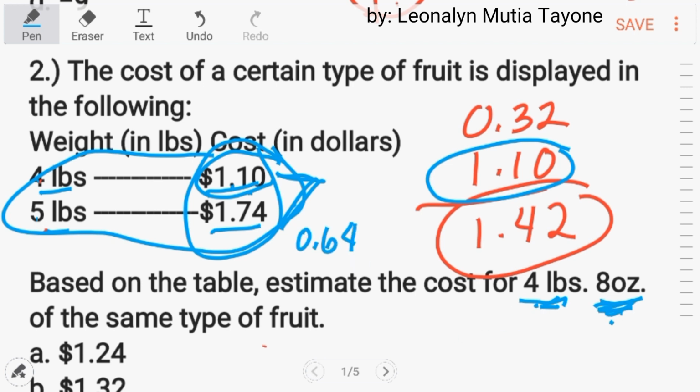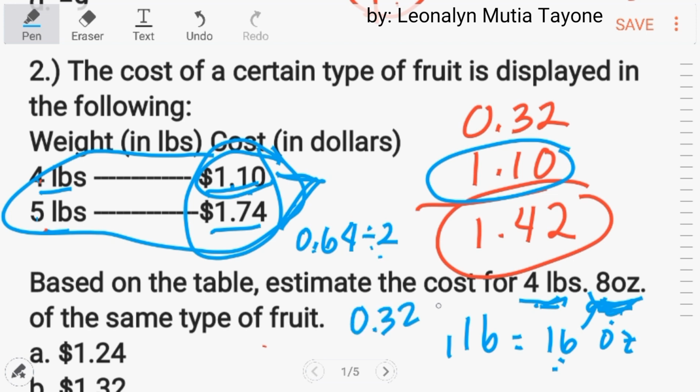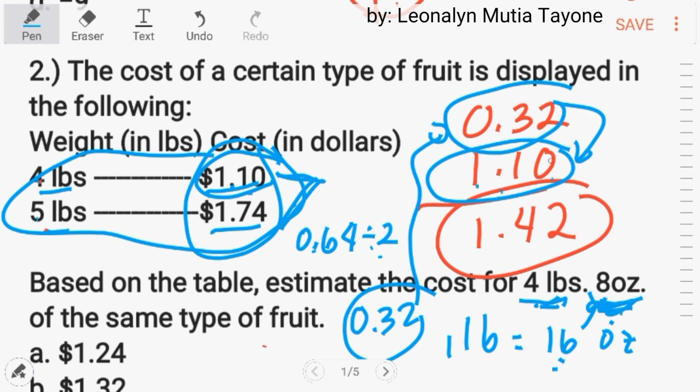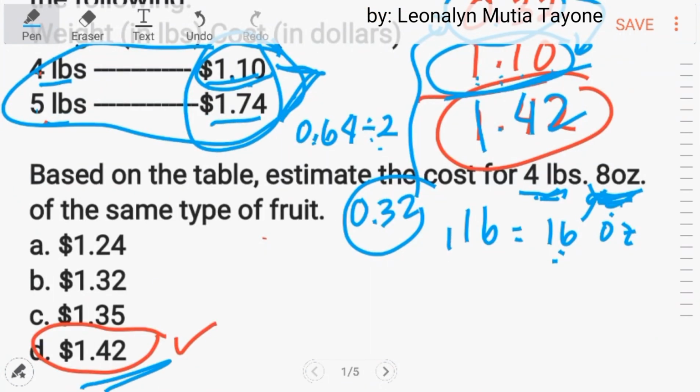Ang 8 ounces pala ito, half siya ng 1 pound, kasi 1 pound is 16 ounces. So, half siya. I-divide mo lang siya ng 2. 0.64 divided by 2 is 0.32. Kaya yan ang i-add natin sa 1.10. 0.32 plus 1.10 is equal to 1.42. The answer is letter D.